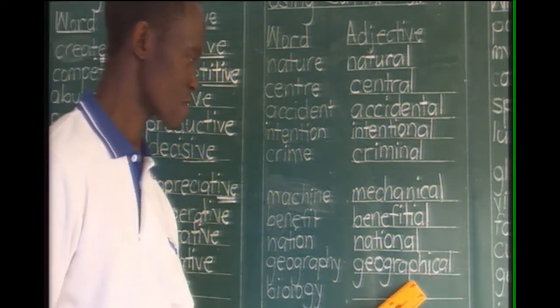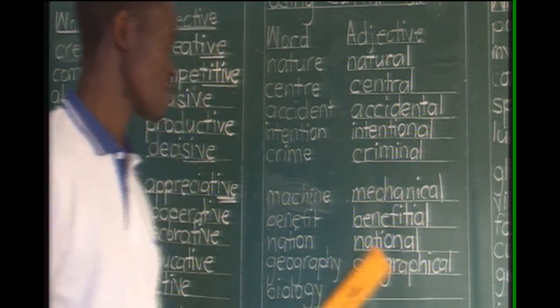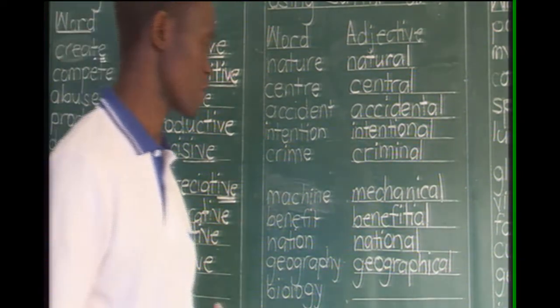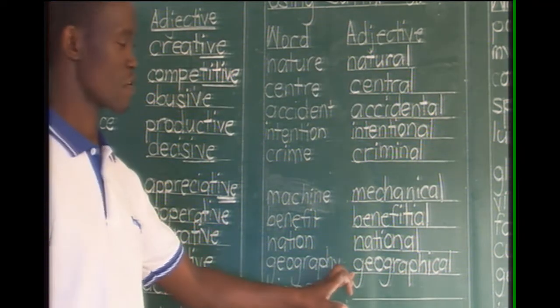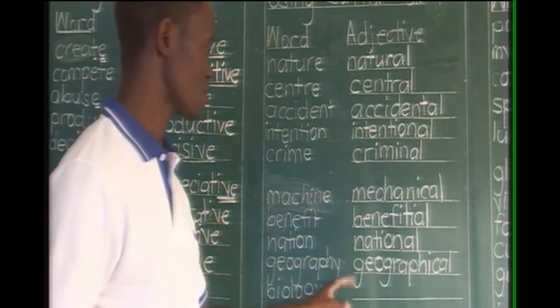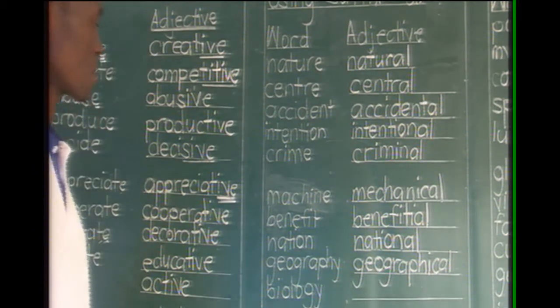The adjective geographical in a sentence: Africa has many geographical regions. Geographical is the adjective modifying or describing the noun regions in that sentence.